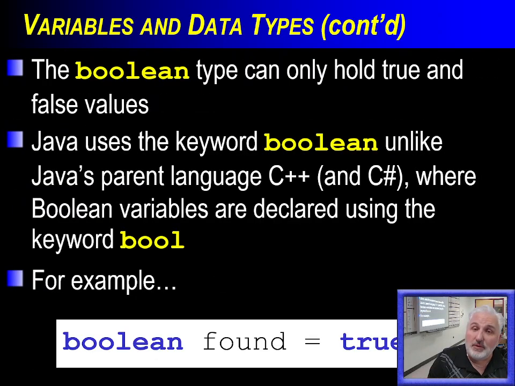And finally, the Boolean type, which in Java uses the entire word Boolean, unlike C# and languages like C++, which use the shortened version bool, stores either true or false values. So the Boolean is the simplest, uses the least amount of memory.